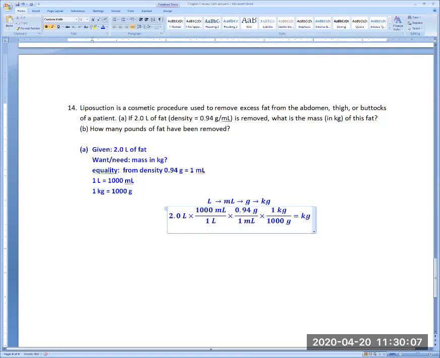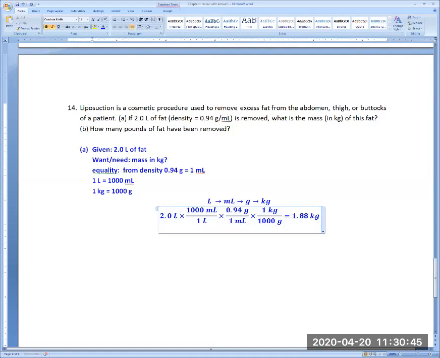Then in the calculator, you do 2.0 times 1,000, because 2 is in the numerator, you multiply by 1,000, divided by 1 is not necessary, multiply by 0.94, divided by 1 again is not necessary, multiply by 1 and divided by 1,000. So multiplying by 1 is not necessary. You could just simply divide by 1,000. Equal 1.88 is the calculator answer there.